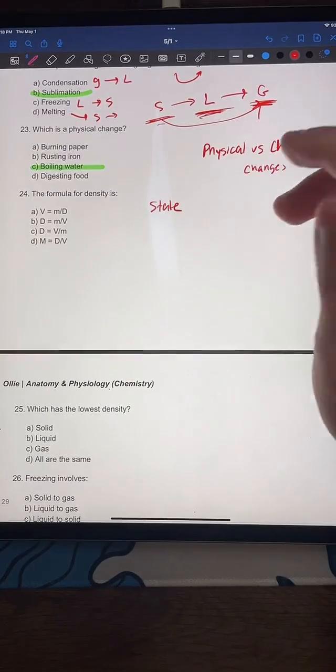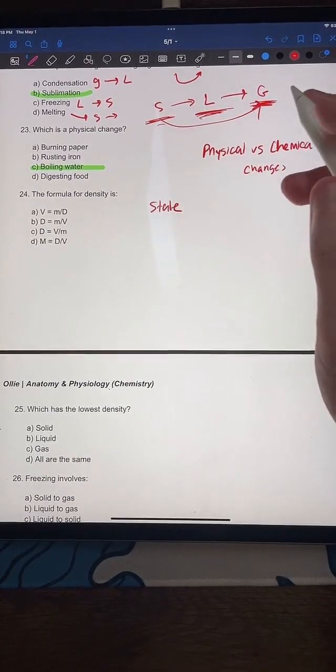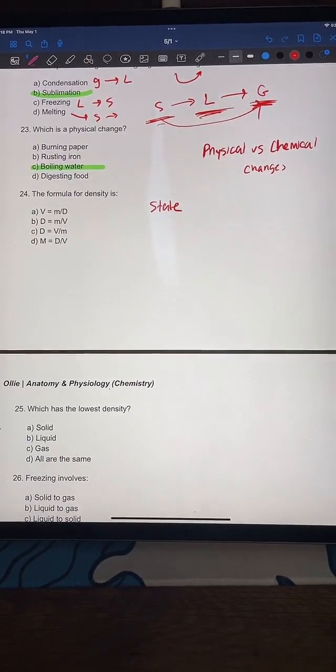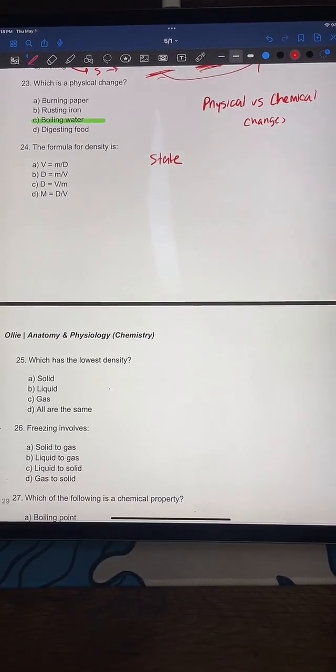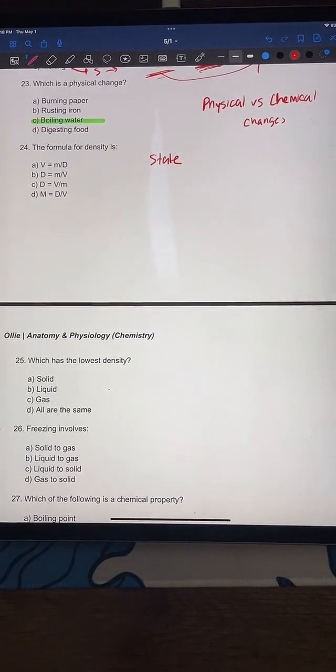Just think about what happens at the end of what's going on. Can I change it back? Like if you boil water, you can freeze that water afterwards, obviously. But the formula for density is, they give you formulas, but it's always good to have them memorized and be aware of what they are and recognize them.